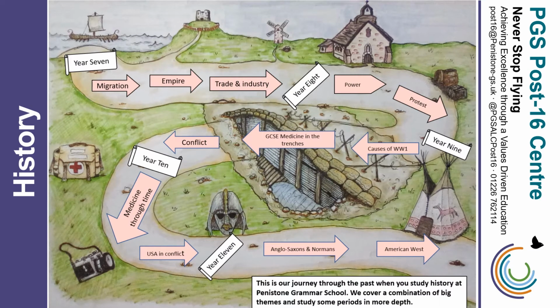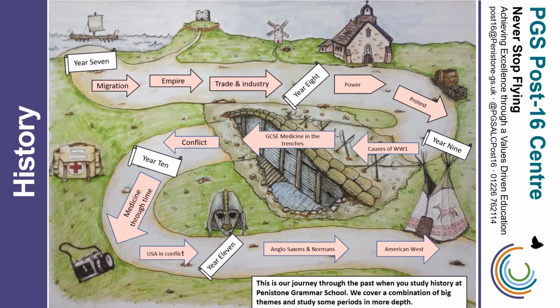OCR gives us a framework to work with, as you saw from the previous slide. What we have to do as a department is choose the units which we think will both build upon the topics and skills covered lower down school, but also topics we think are going to enthuse and engage you about history. Whether you studied history at Penistone or whether you attended a different secondary school, I'm sure you'll find links between what we cover in Year 12 and 13 to what you've looked at lower down school with your teachers.